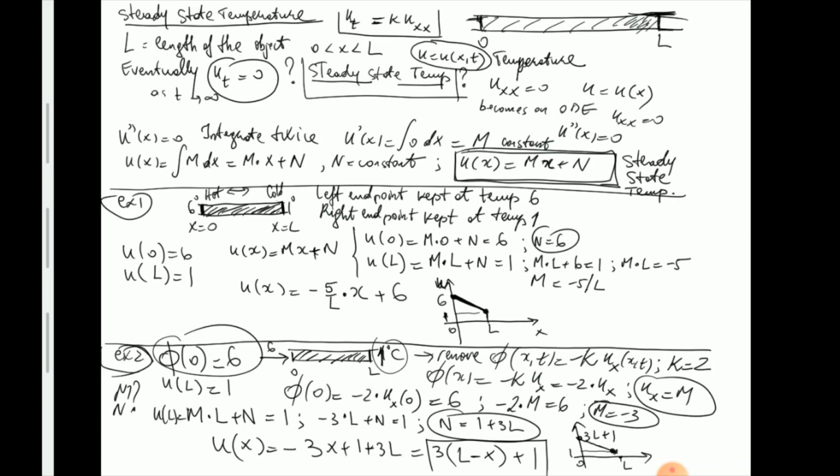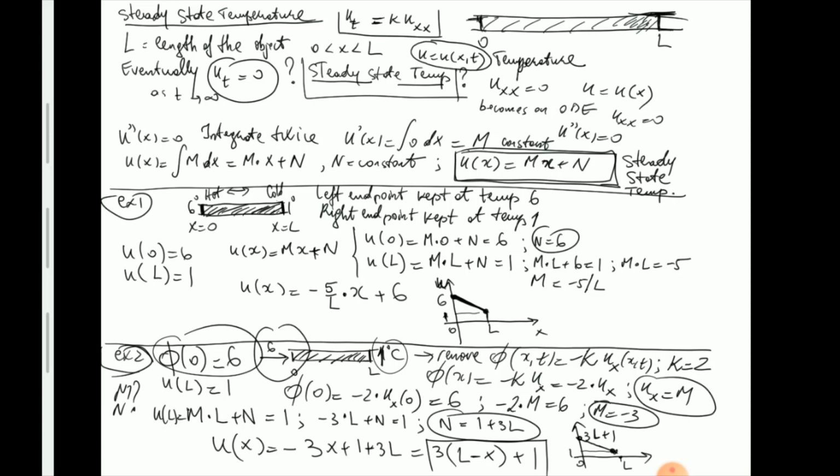All right, so look carefully. What's the major difference between the two cases? The only difference was in the previous case, the left endpoint was kept at 6, and now the left endpoint has a constant flow of heat equal to 6. It's a different unit, right? 6 degrees, these are 6 joules, whatever the energy unit measure is, per unit of time, per unit of area, and so on.